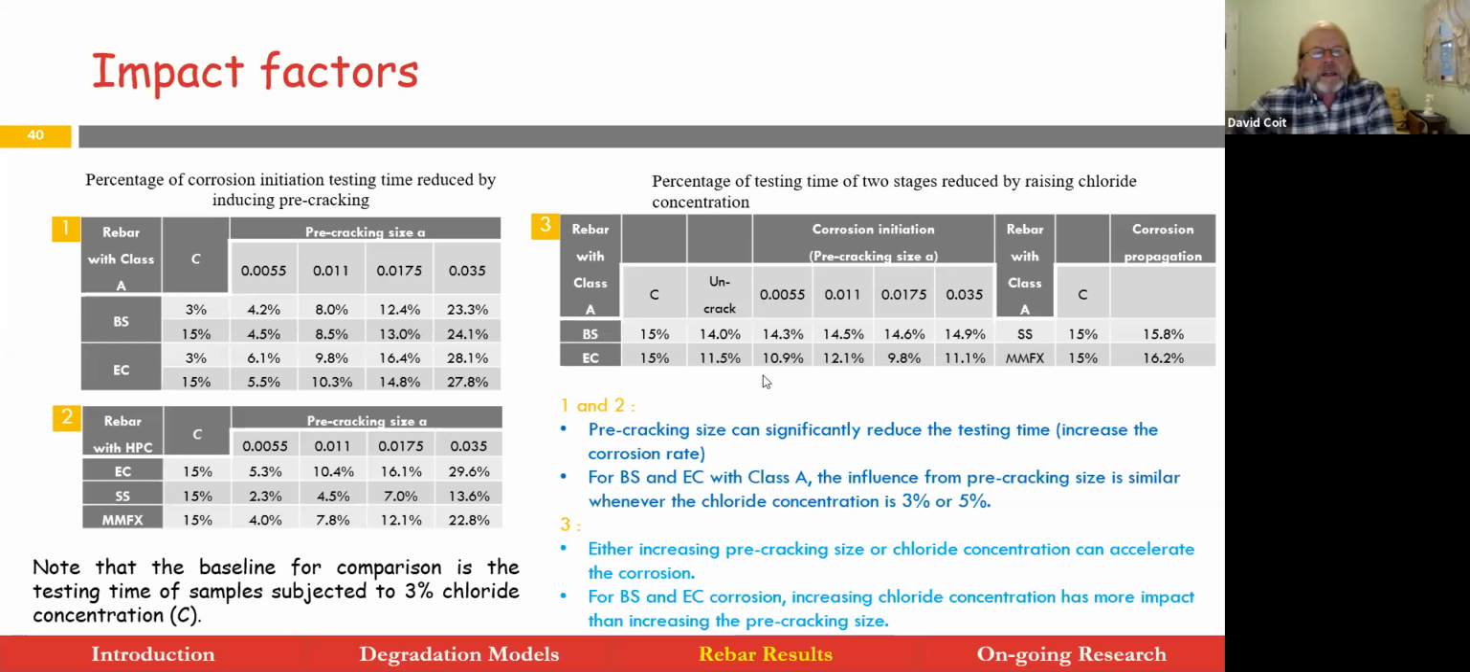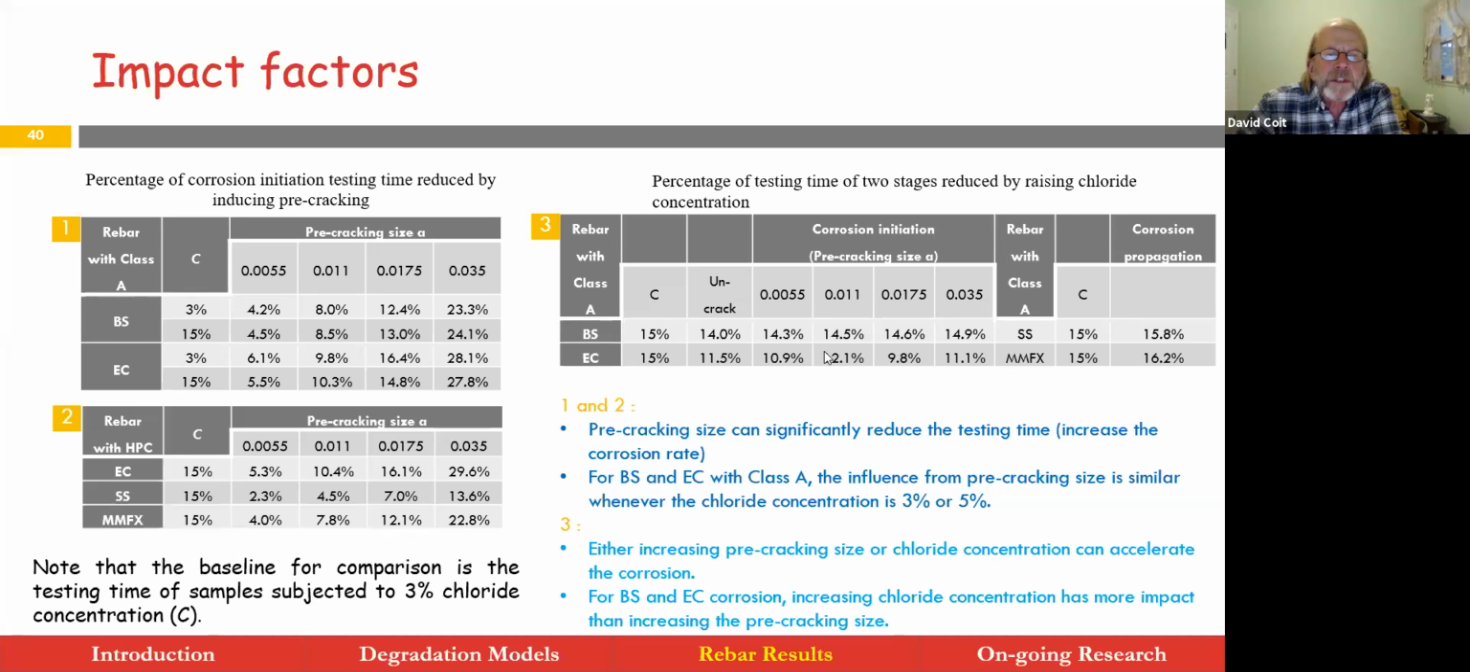Now, a lot of numbers here. Tables 1 and 2 tell me the percentage of testing time reduction by pre-cracking. In other words, by putting those artificial cracks in, I'm going to observe corrosion earlier. Again, that's not a secret. Of course you would, but this tells me specifically what proportion of time is being reduced. In other words, I can test it a certain amount, get some results, and I've reduced, compared to testing under normal conditions, by how much.